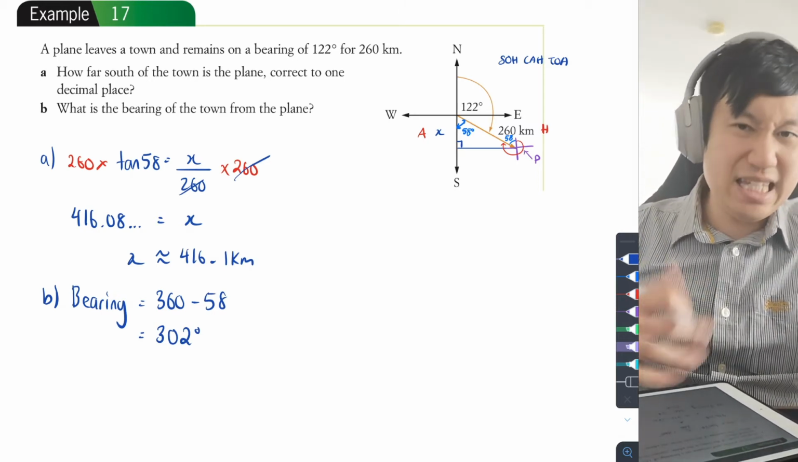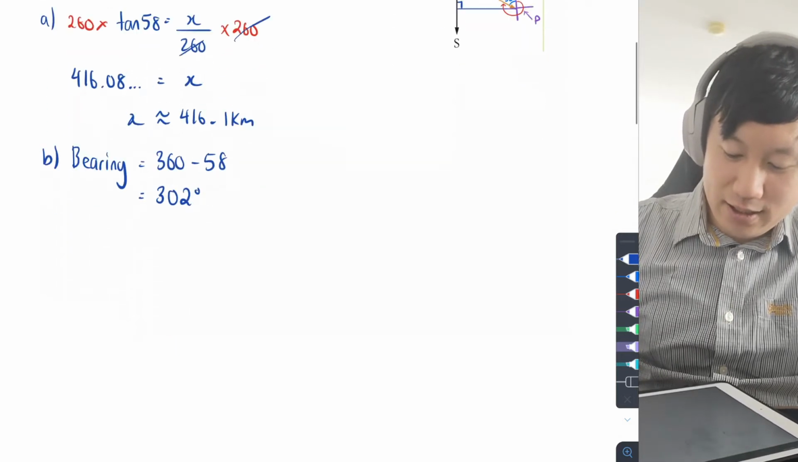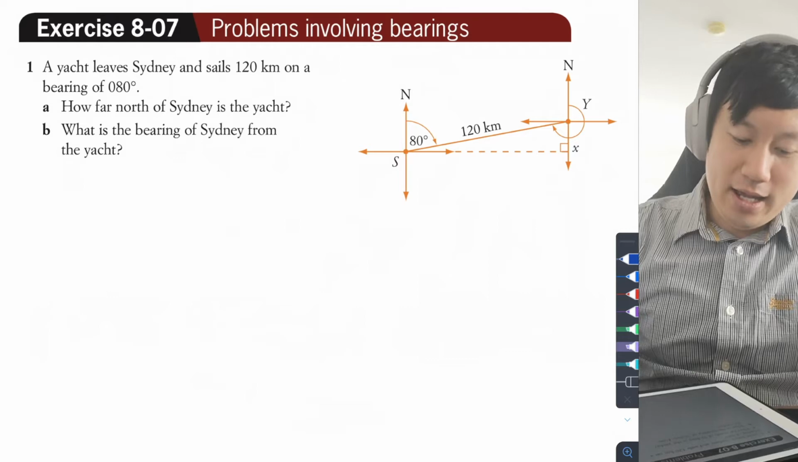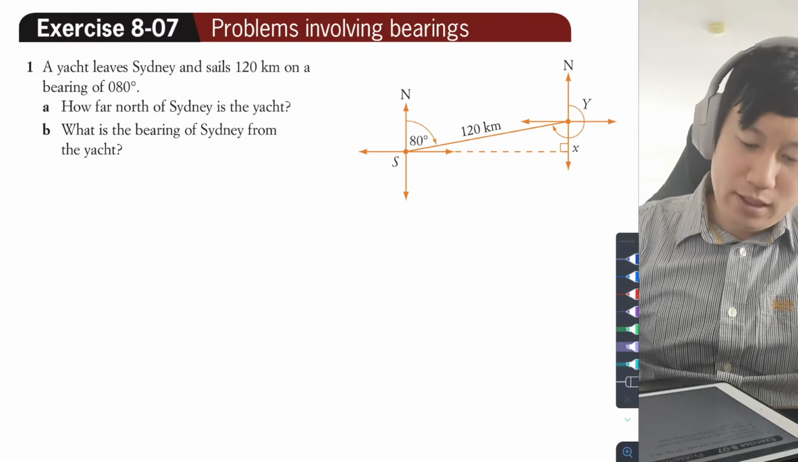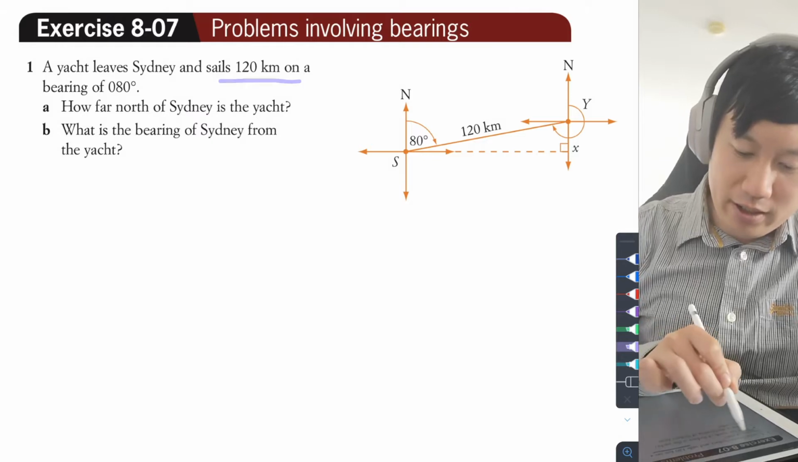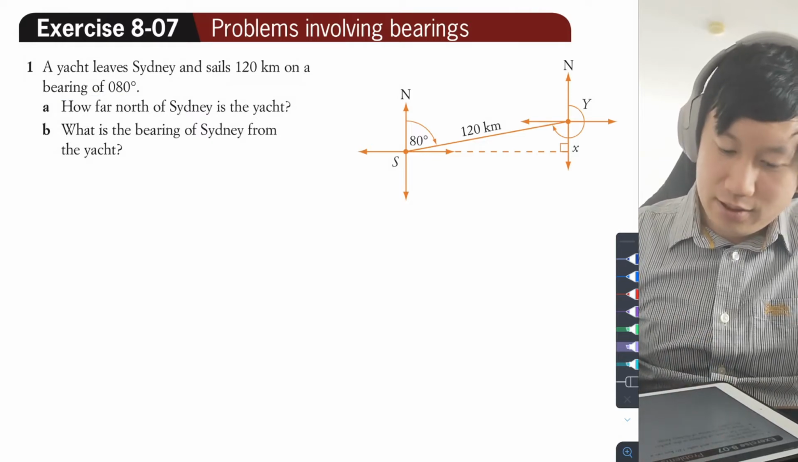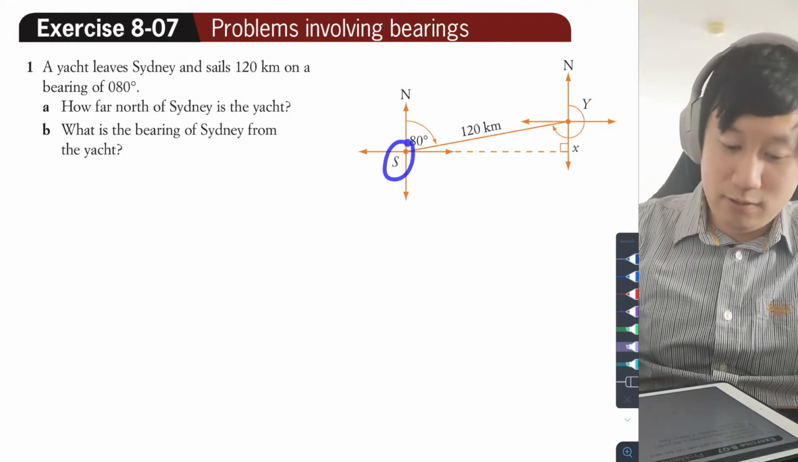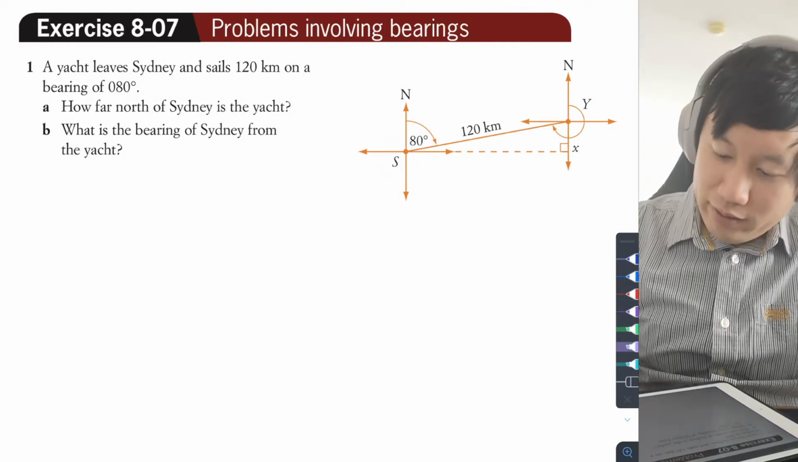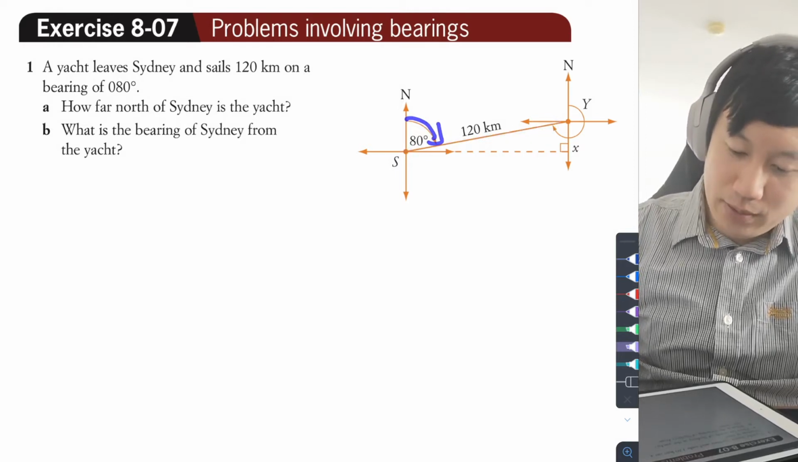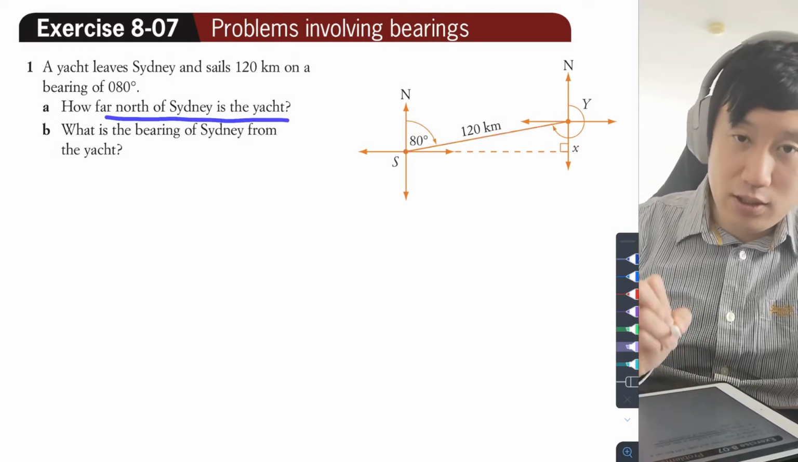Now let's try some basic questions out of the next exercise. Exercise 8A, question 1. A yacht leaves Sydney and sails 120 kilometers on a bearing of 80 degrees. So here's the yacht, leaving Sydney, traveling 120 kilometers at a bearing of 80 degrees right there. So how far north of Sydney is the yacht?